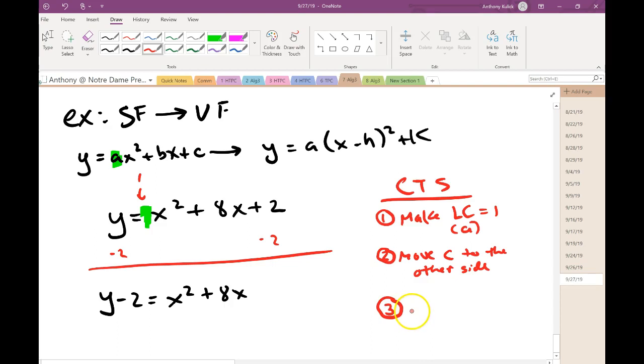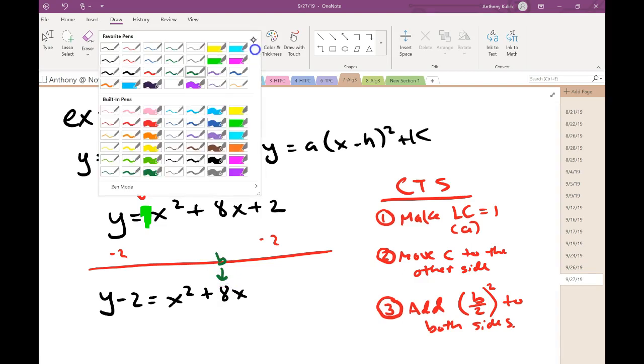The next step is we're going to add b over 2 squared to both sides. So in our case, what is the value for b? This is b, right?